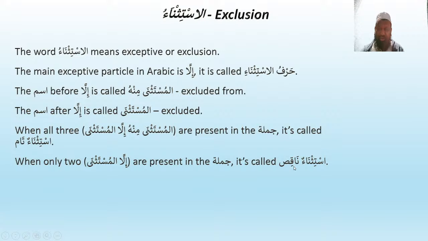Istisna naqis and istisna tam, the i'rab is different. This is why we need to understand and remember the name istisna tam, what it means, and istithna naqis, what it means. Okay, any questions? Do you understand?